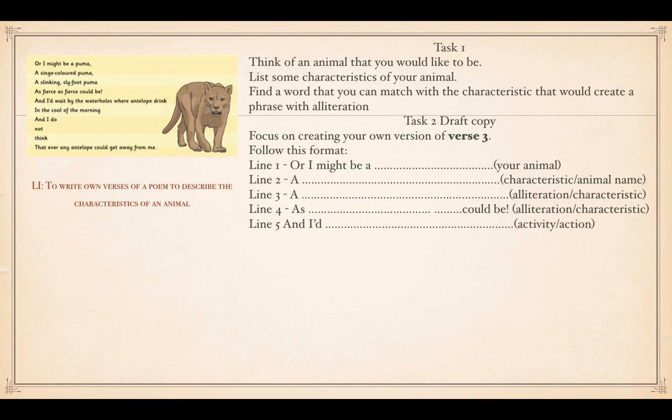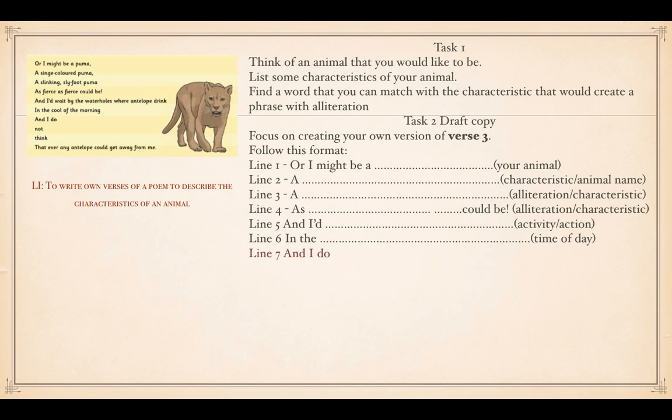Line 5 starts with "and I'd". And you have to write on that line what the activity or the action that's taking place. What is your animal doing? Where is your animal? Line 6 starts with "in the", and I've written in brackets, what time of day is this? When does it happen? Is this early in the morning, like the puma, or in the cool of the morning? Is it in the evening, at night, midnight? It's up to you to decide. It depends on your animal and what your animal is doing and where it is.